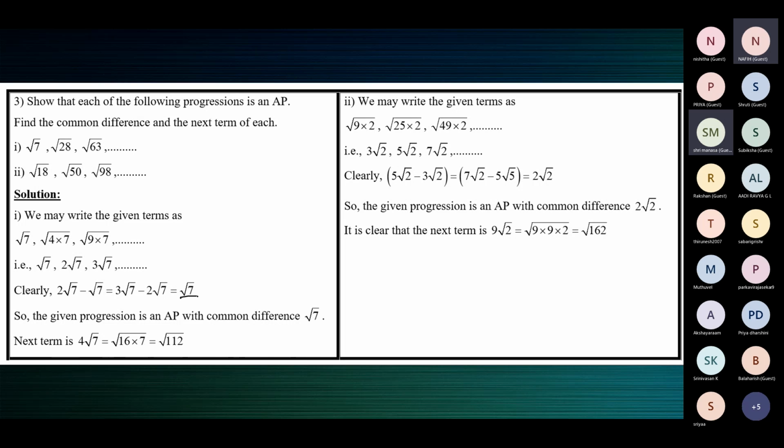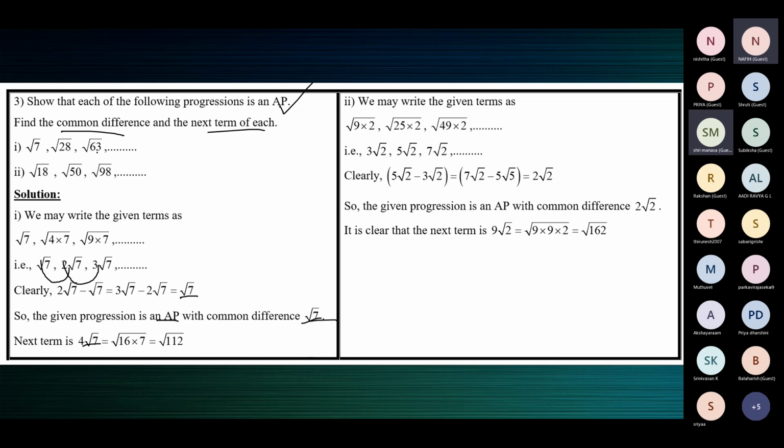The common difference is root 7. That is the second term minus the first term is the same as the third term minus the second term. So the progression is an arithmetic progression because you can see the common difference, which is root 7. We answered this question. What is the common difference? Root 7 is the common difference. What is the next term? After 3 root 7, the next term is 4 root 7.